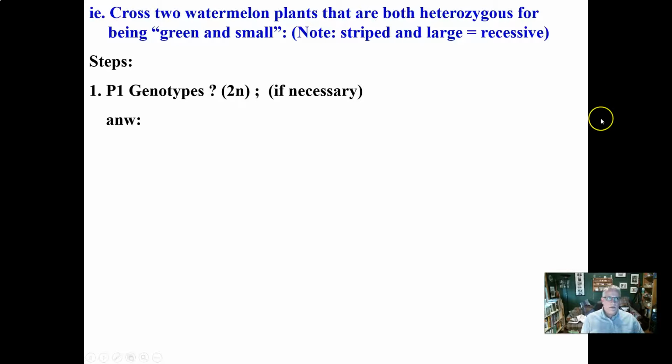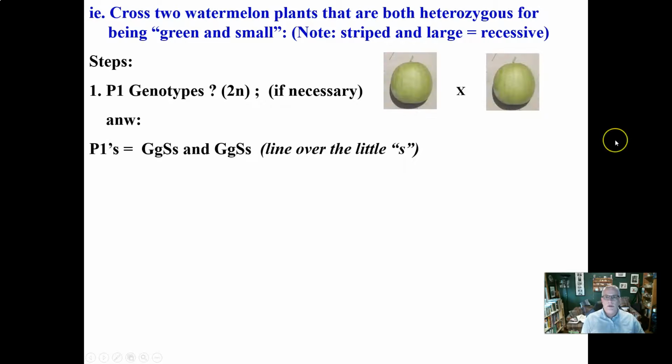Okay, here are the answers. Now, you want to also choose an allele that best represents the trait, right? The best code. So for this example, I chose the following. Since green is dominant, I'm going to use G. And since small is dominant, I'm going to use S.